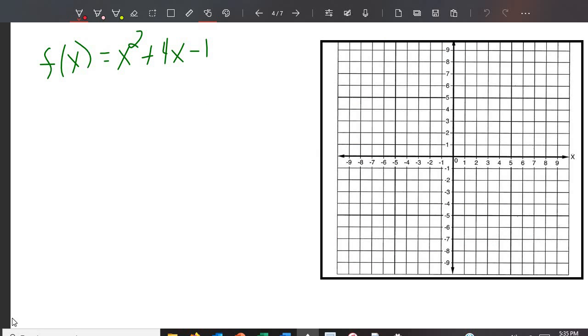All right, let's do some problems. In this function, let's pick out the a and the b. A in this one will be +1, so that's what's in front of x squared, and b will be positive 4. Since the a is positive, it's going to go up. So I at least know that much so far.